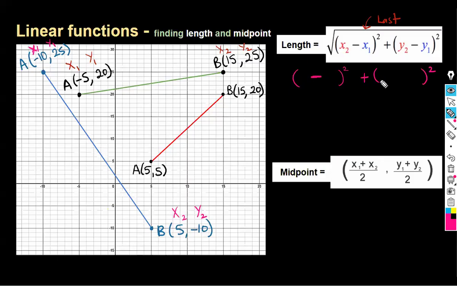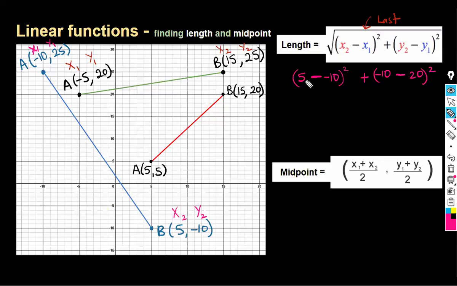X2 is 5, x1 is minus 5, right? No, sorry, not minus 5. Minus 10, right? X1 is minus 10. Y2, where Y2? Y2 is minus 10 minus Y1.